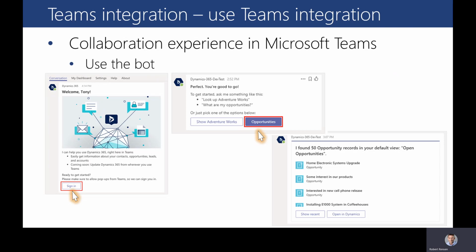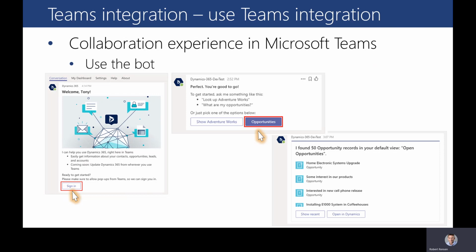The Dynamics 365 app for Microsoft Teams bot feature allows you to search for model-driven app records within Microsoft Teams conversations. You can find and open the Dynamics 365 bot, open a chat on the left side of Microsoft Teams, and then select Dynamics 365. The conversation tab opens with the welcome message sent by the bot.